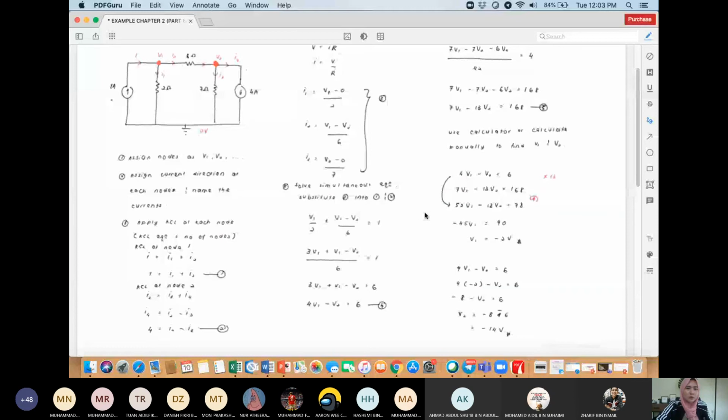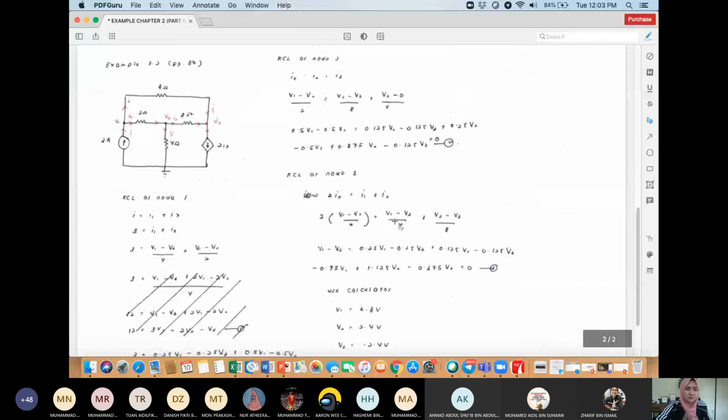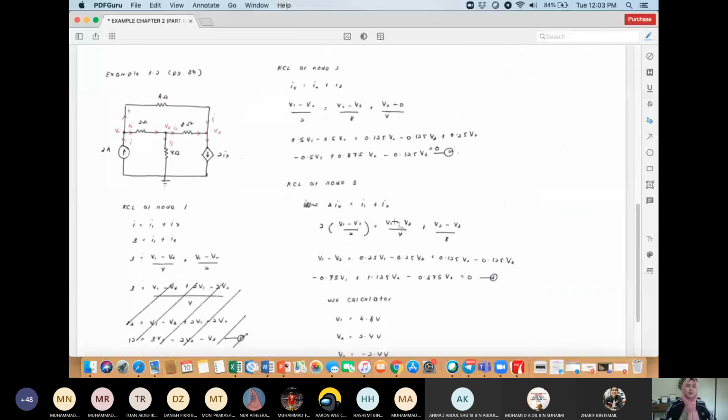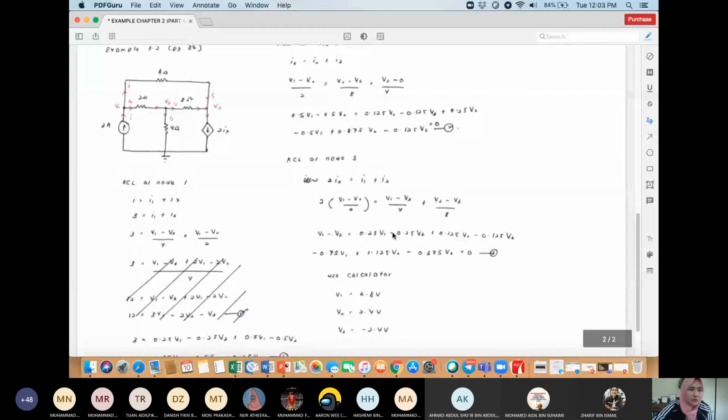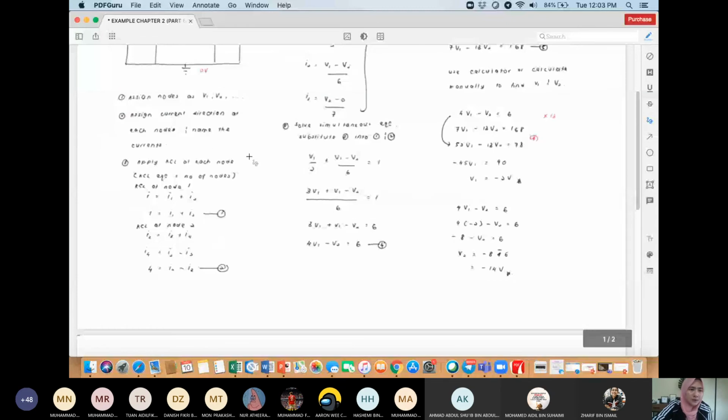Okay, so this one I will upload it in the uLearn. So this is example 3.2. So remember the 5 steps. The first step, assign nodes as V1, V2 and V3. So you have 3 nodes, 1, 2 and 3. So I assign this as V1, this as V2, this as V3. Next, determine the current direction and name the current. Over here, this branch follows the current source.